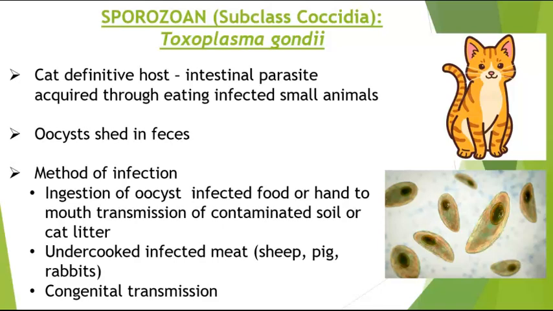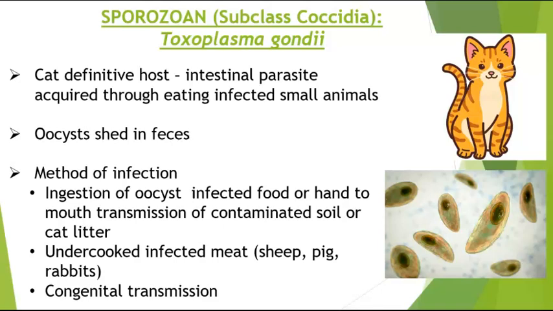The method in which humans usually come in contact with this parasite is through ingestion of the oocyst through infected food, or through hand-to-mouth transmission from contaminated soil, or even cat litter. Also, humans can come in contact with this parasite through undercooked infected meat, because sheep, pigs, and rabbits can get the parasite. Another way that humans can come in contact with it is through congenital transmission.